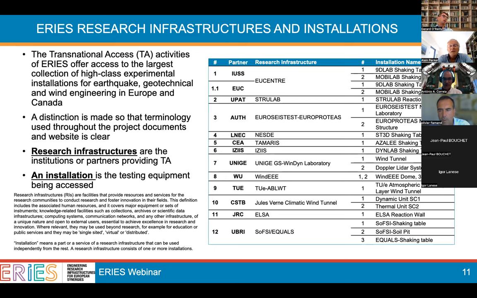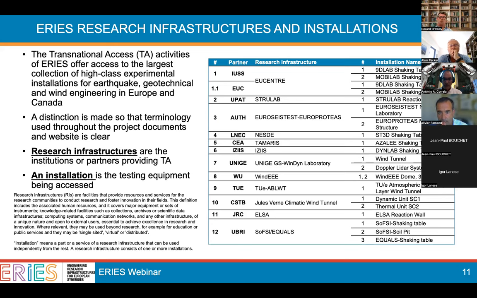A bit more in detail what I showed on the previous slide, and maybe to get a bit more into technical terminology as well, just so that we're all on the same page, or it's clear what the terminology on the website actually refers to. So the transnational access, the TA that we're going to be referring to a lot here, what we're offering is access to a big collection of high-class experimental installations around Europe and Canada. So what do we mean by that? What's an installation or what's a research infrastructure?